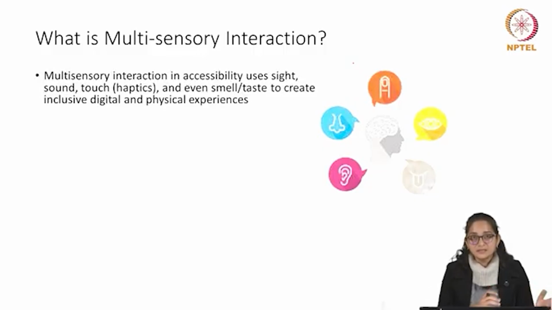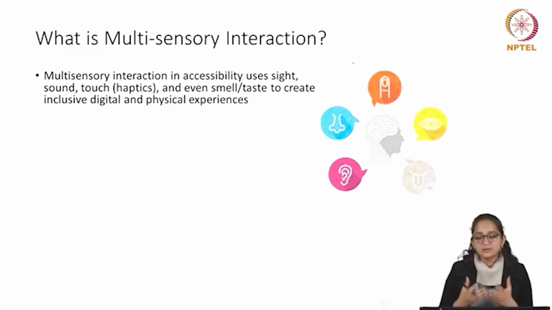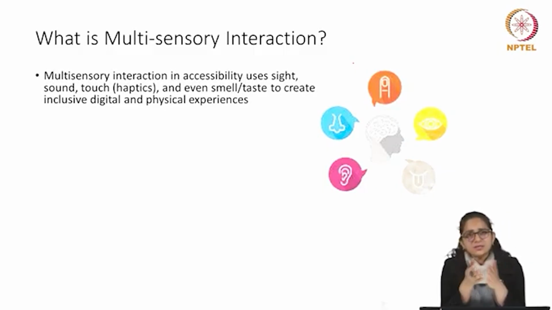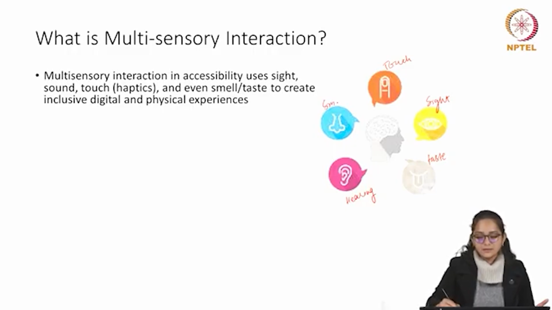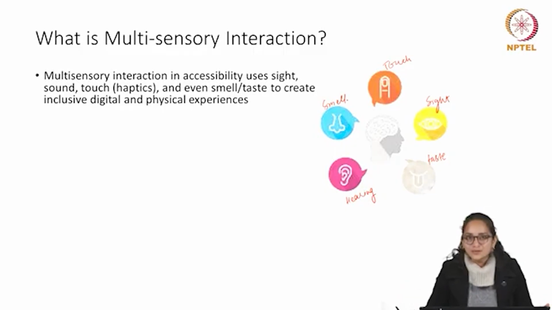So multisensory interaction in accessibility uses sight, sound, touch, or even smell or taste to create inclusive design, digital and physical experiences. Right? So I think we all are aware that we have these five senses, right? Touch, sight, taste, hearing, audio, and smell. Right? This is something we all learned in school.